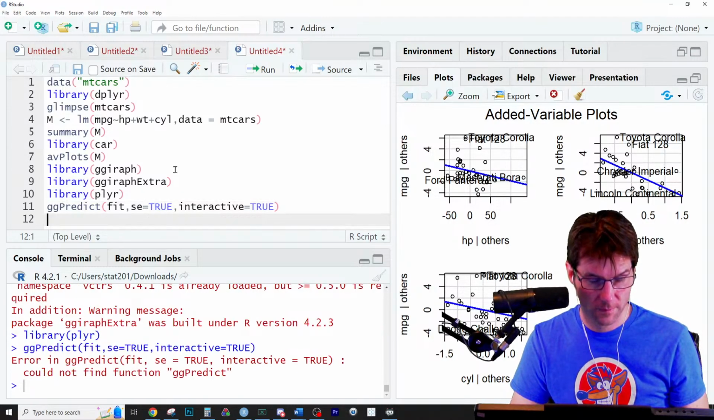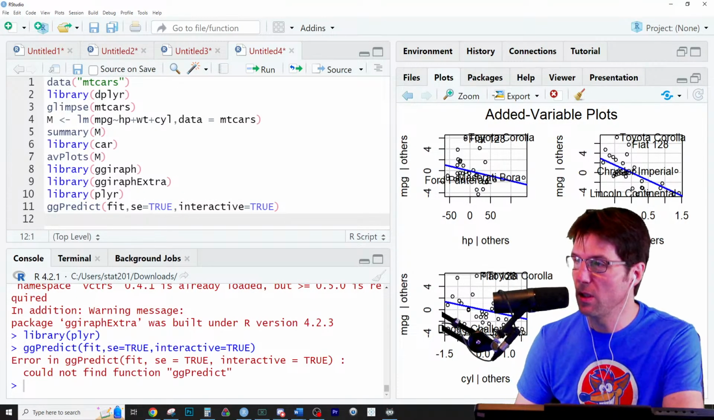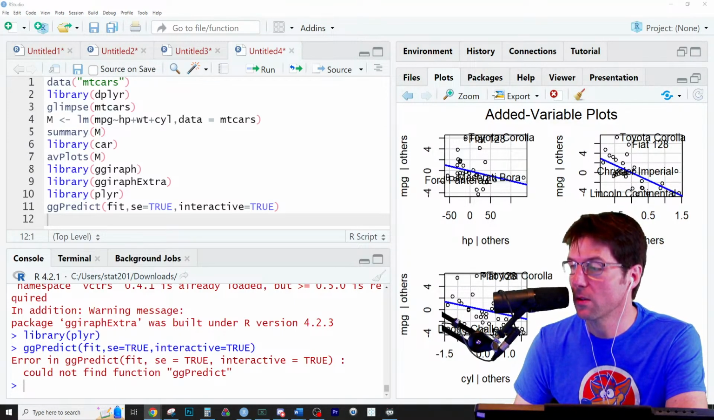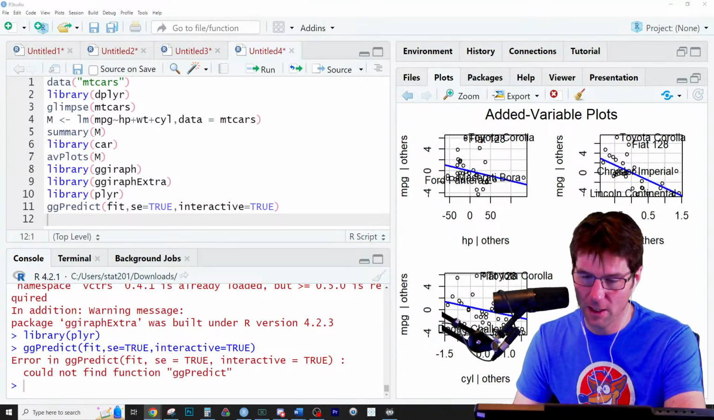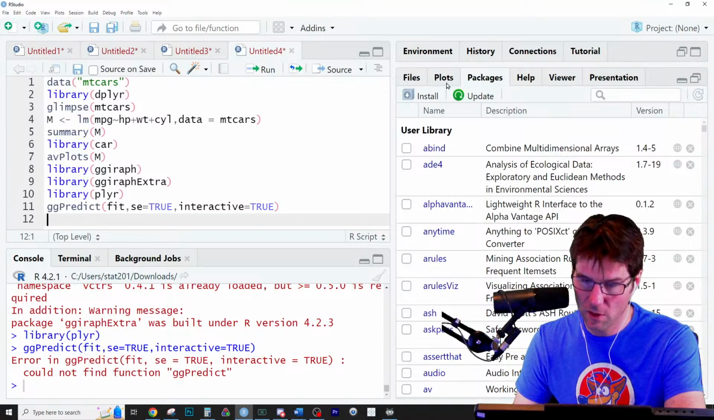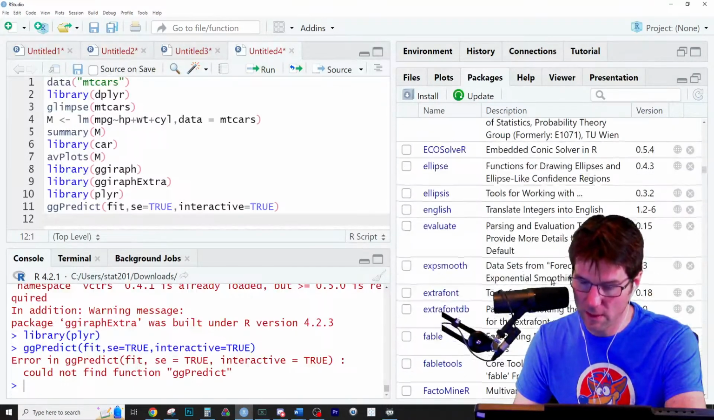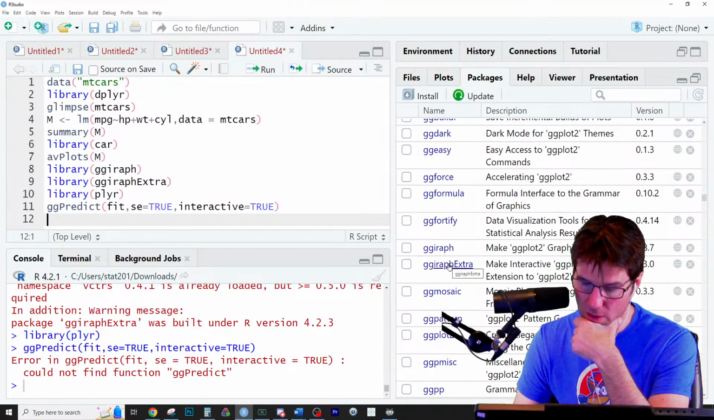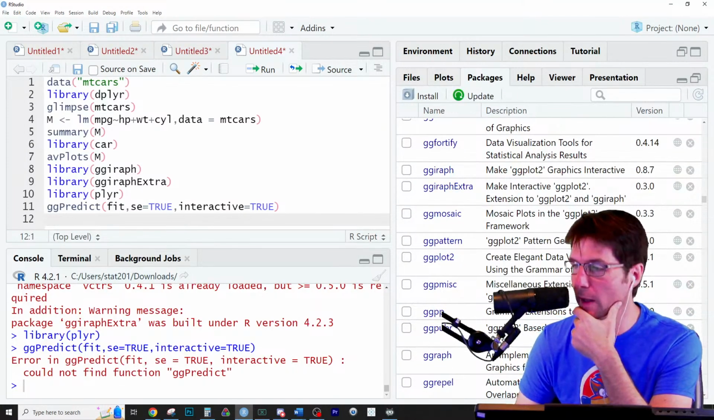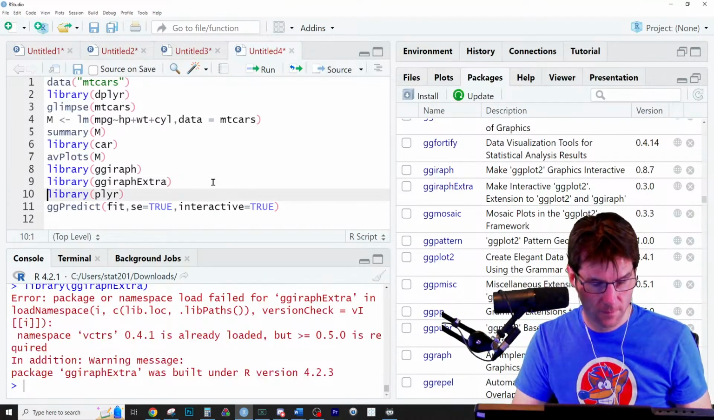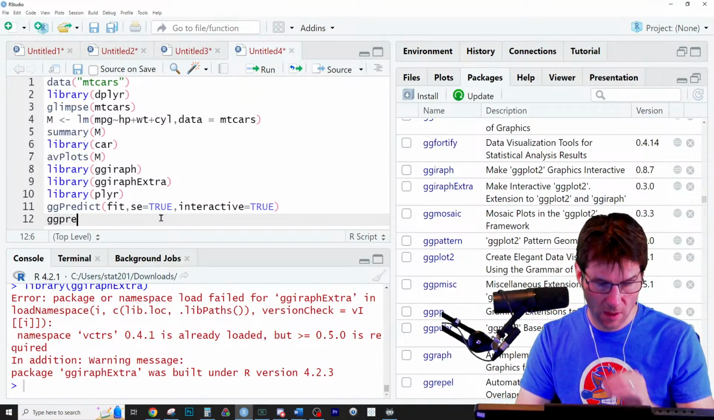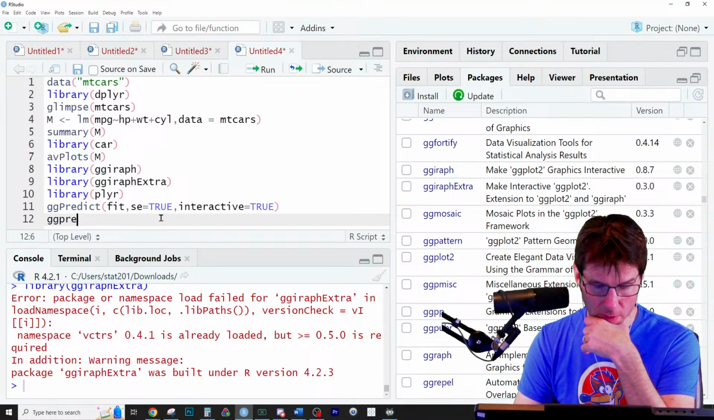Okay. And could not find function ggpredict. So where is that ggpredict? It says it's in the ggeffects extra package. So, ggiraphExtra. Did I get that or did it fail to download? ggiraphExtra, there it is. Make interactive ggplot extension for that right there. No, it's saying failed to load.